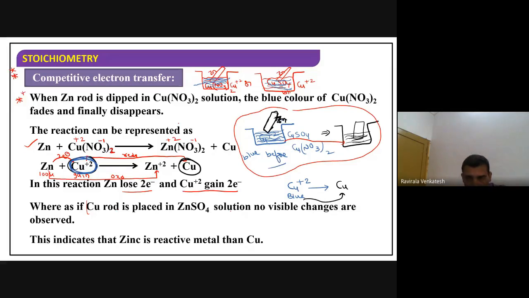Simple thing is, when you compare zinc and copper, when both are connected, which is more active? Zinc is more active. Therefore zinc undergoes what here? Oxidation. Right? So this indicates zinc is more reactive than the copper.